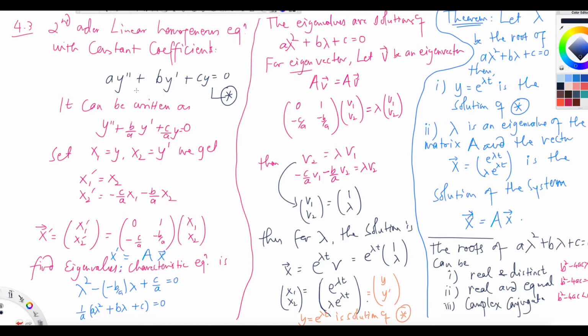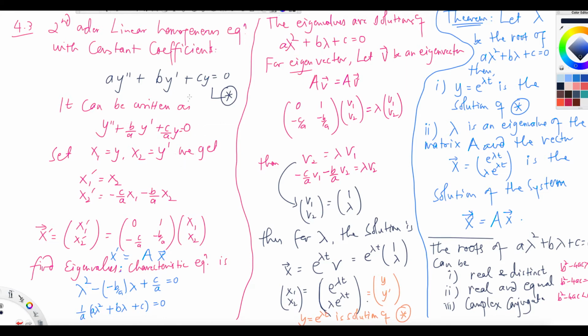So how does the equation look like? This is ay double prime plus by prime plus cy equals 0. The prime stands for the derivative. A, B, and C are constant. If you want to write this in the standard form that we saw in chapter 3, then you can divide all the terms by a, then you get y double prime plus b over a y prime plus c over a y equals 0.